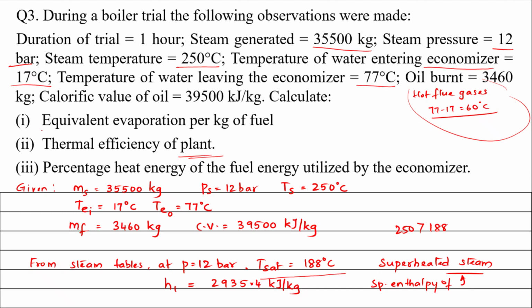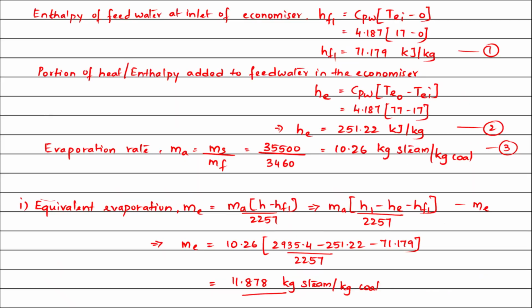So what I'll first have to do is look at two cases. Firstly, I consider only the boiler. Then we'll consider the boiler and the economizer both. We'll take both cases and look at the values I am getting for both. So the thermal efficiency of the plant is what I am supposed to find out.